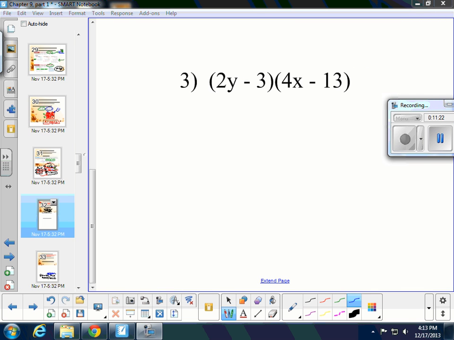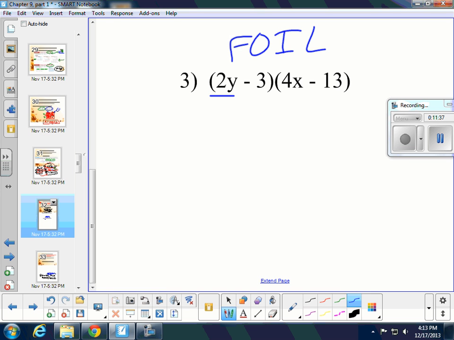So we're just going through one more example here or two just to make sure we got the idea. Same thing on number 3 here. Let's say FOIL method. F-O-I-L. Got to be able to spell it right. So I'm going to multiply the first terms together. And you can underline them or draw the arrows. I actually do prefer drawing the arrows.